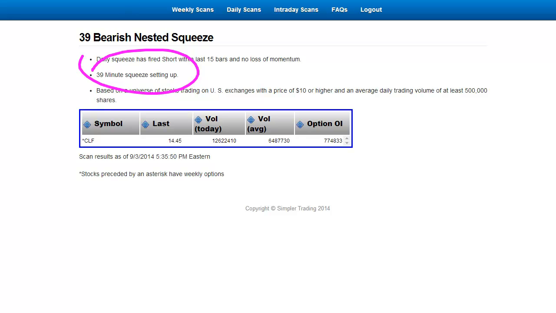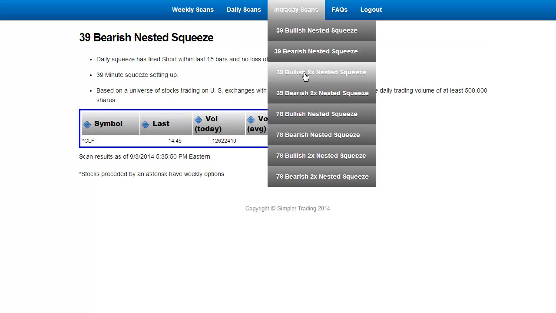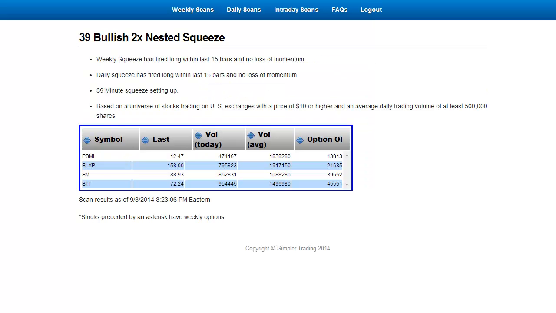Okay, so that's great for kind of a short-term bearish trade. And then if you go 39-minute bullish 2 times nested squeeze, then that just drags in the weekly chart. So in this case, now we've got a weekly squeeze that fired long, daily squeeze that fired long, and within that context, a 39-minute squeeze is setting up. Again, those are very, very powerful short-term.